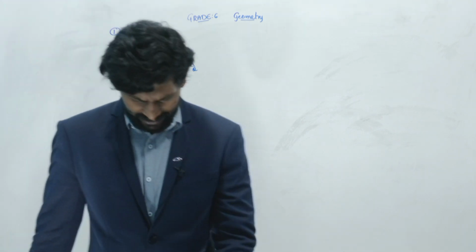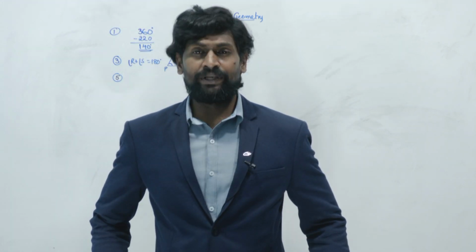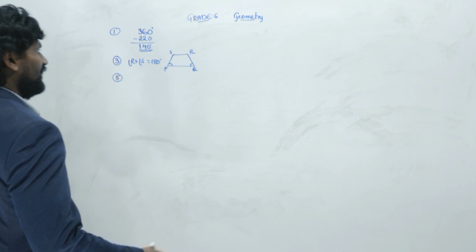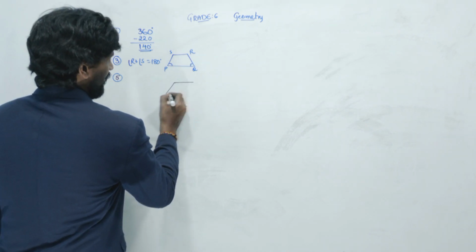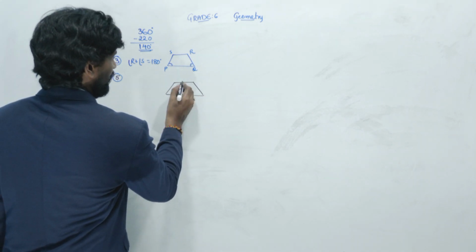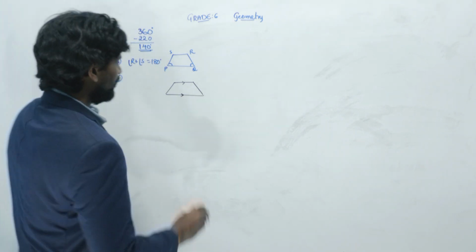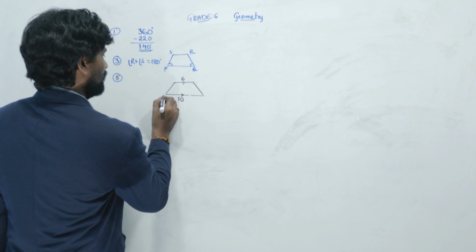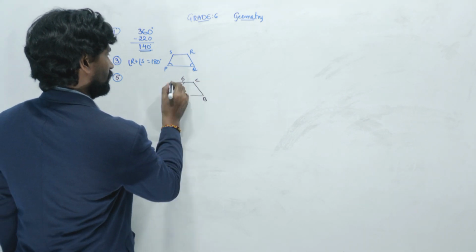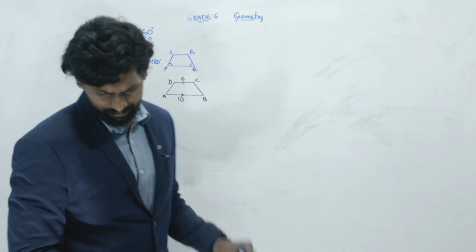The fifth problem is given that ABCD is a trapezium. AB is parallel to CD. Trapezium. Let us take this one. ABCD is a trapezium. AB is parallel to CD. And AB length is 10 centimeters, CD length is 6 centimeters. Okay, this is the diagram.